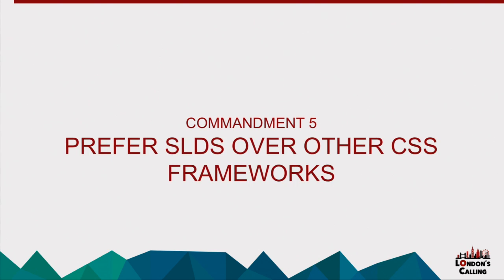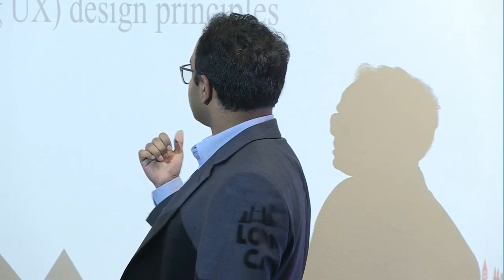Prefer SLDS over other CSS frameworks. This one should be obvious, especially if you're using Lightning Experience. So Salesforce Lightning Design System is a CSS framework, very similar to Bootstrap if you used Bootstrap in the past. It has a semantic and accessible component markup. It has cross-browser compatible CSS. But apart from that, it also has icons, fonts, and follows Lightning user experience design principles.